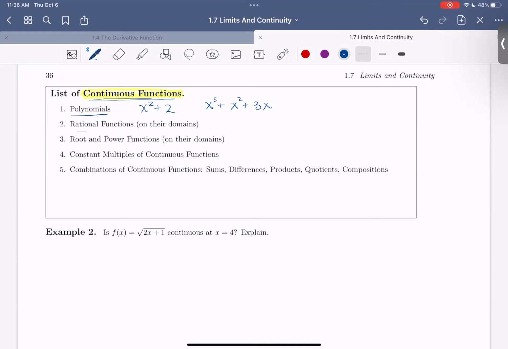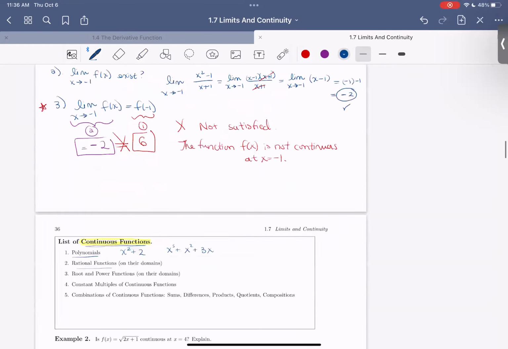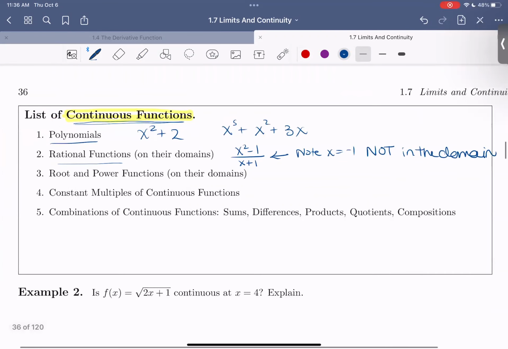We also have that rational functions are continuous on their domain. That means like the function that we saw in example 1, written as x squared minus 1 over x plus 1. This is continuous on its domain. Note that x equals -1 is not in the domain of this function. We also have root and power functions.